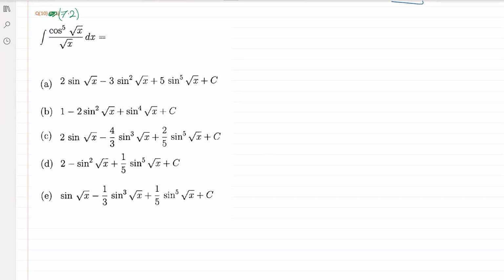Okay. Here I will start with the following. I will suppose that let u equal root x. Now you see that its derivative, x to the power half, the derivative will be half x to the power minus half dx. And half x to the power minus half is 1 over 2 root x dx.